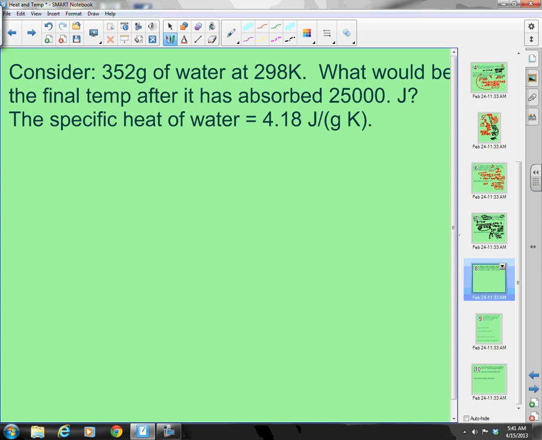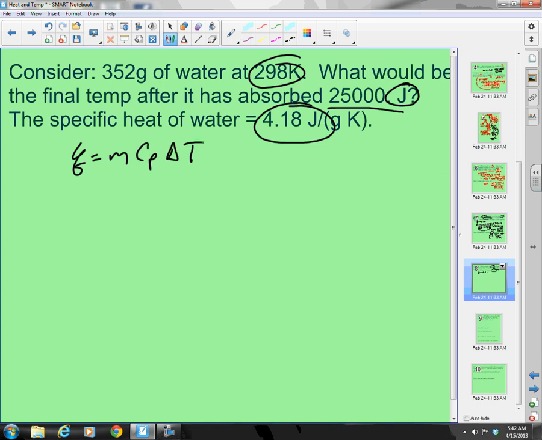All right, you guys do this one. Bring me back when you're ready. Well, I'm going to do the same thing, right? Consider blah, blah, blah. I have this here. What is it? That looks like heat to me. I have a temperature. I have a C sub P, specific heat. So Q equals M, C sub P, delta T. What's my Q?